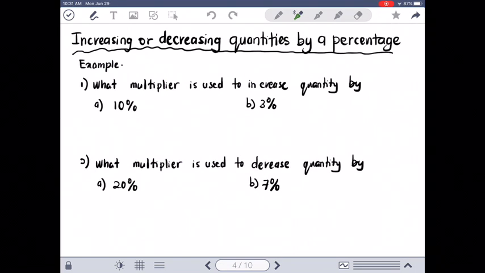Okay, the next subtopic is increasing or decreasing quantities by a percentage. So we are going to have a look at examples. The first one, what multiplier is used to increase a quantity by 10%? In this case, the keyword here is the word increase, so it means that there is a rise in the quantity value. If increased by 10%, in terms of percentages, it becomes 110%.